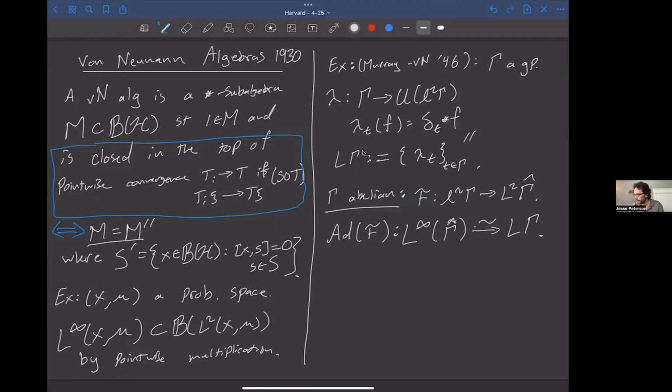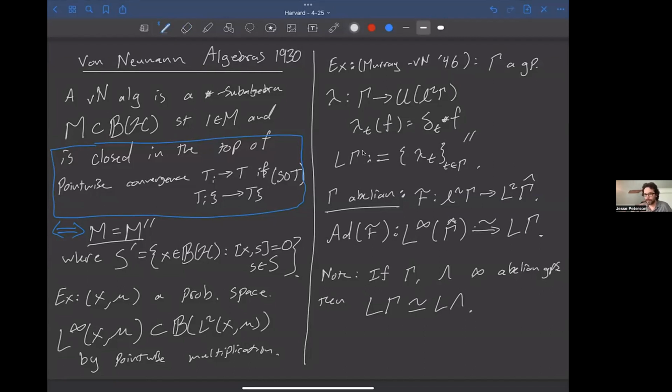So let me say in particular, note that if we have gamma and lambda, countable, all my groups will be countable, infinite abelian groups. Then we get right away that their group von Neumann algebras are isomorphic, because von Neumann showed, in fact, that any two probability spaces without atoms, their L infinity spaces are isomorphic as algebras. So in particular, this is an example here.